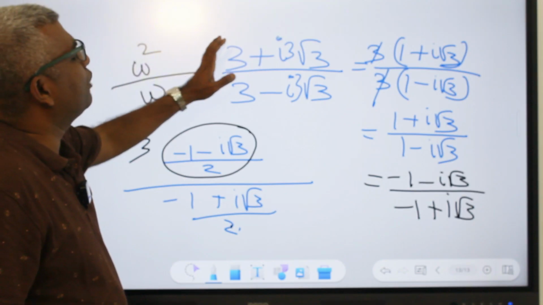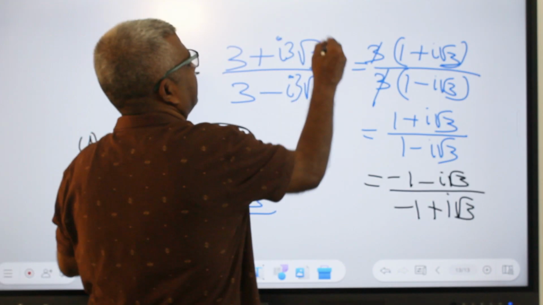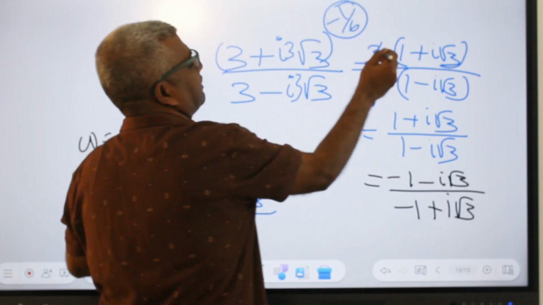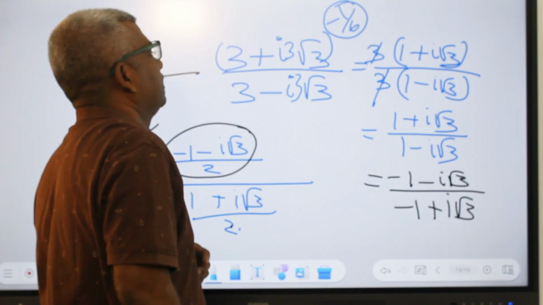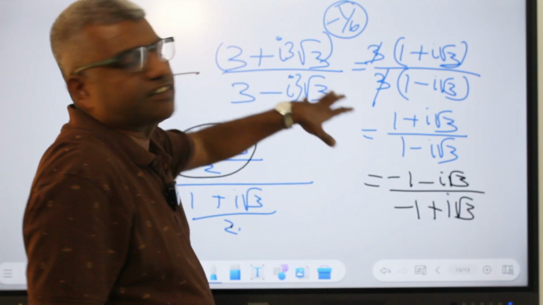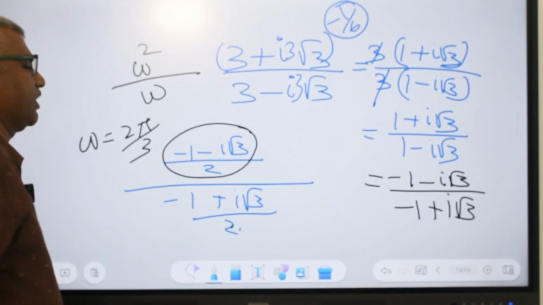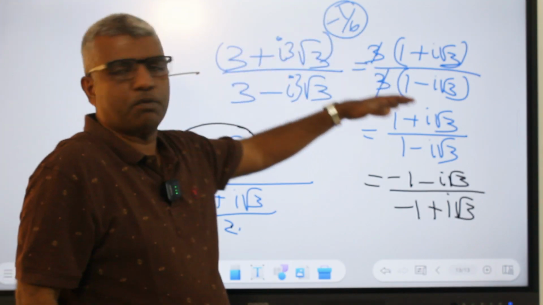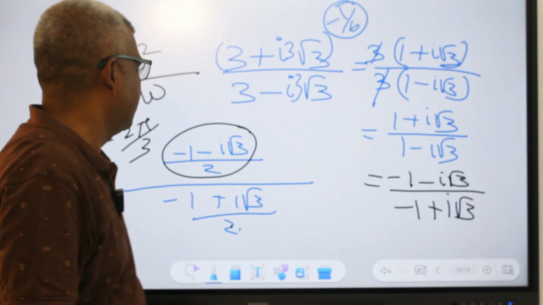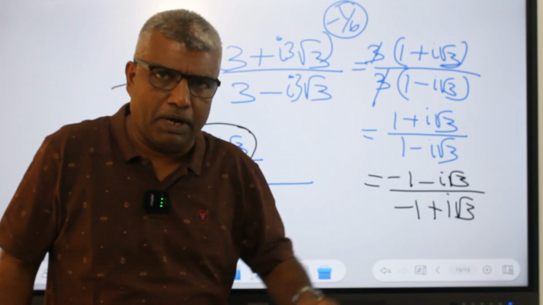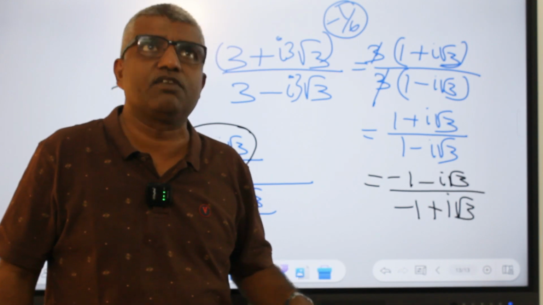Here you can directly multiply by minus 1 by 6, and then we will get that format. I just did it with simple steps: I took 3 out, and if you multiply numerator and denominator by minus 1 by 6, you will get the omega square over omega format. I just made it one by one. Okay, note it down: the argument of omega is 2 pi by 3, and the argument of omega squared is 4 pi by 3.